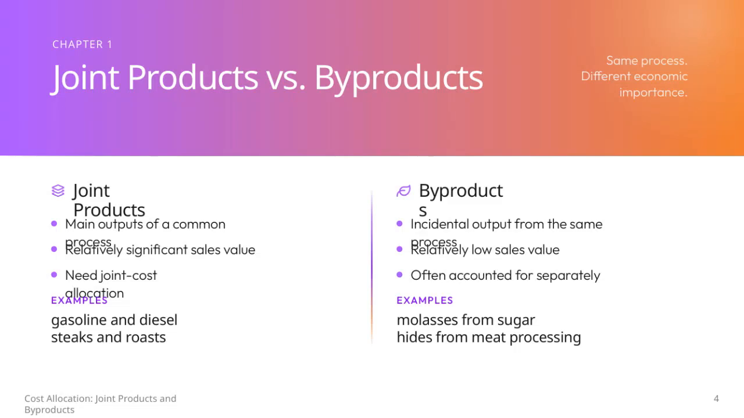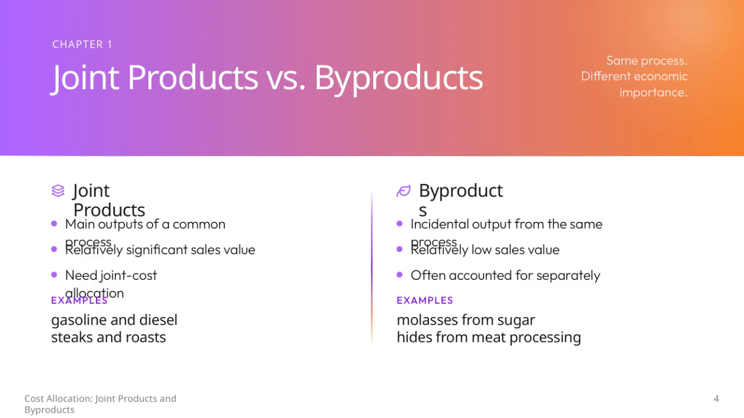On this slide, we're looking at the concept of joint products and byproducts, which stem from the same production process but differ in their economic significance. Joint products are the main outputs from a common process and usually have relatively significant sales value. Because they share a production process, their costs need to be allocated jointly. Examples of joint products include gasoline and diesel, or steaks and roasts.